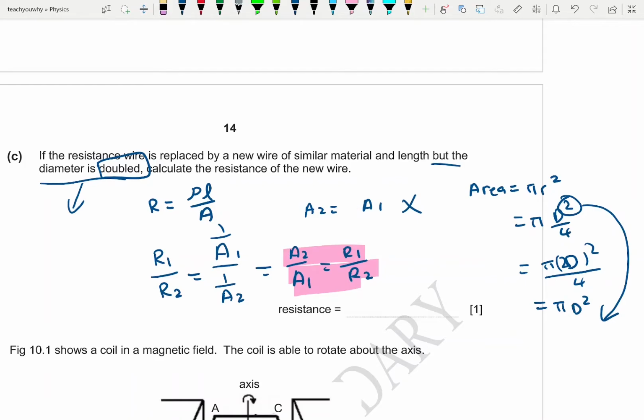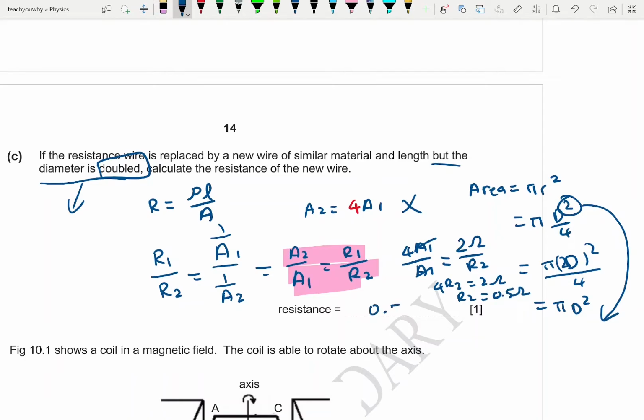A2 is actually 4A1. And therefore, we can say that R1 over R2 equals 4A1 over A1. What is my R1? R1 is 2 ohms. And then when you cancel, you recognize that 4R2 equals 2 ohms. R2 equals 0.5 ohm.